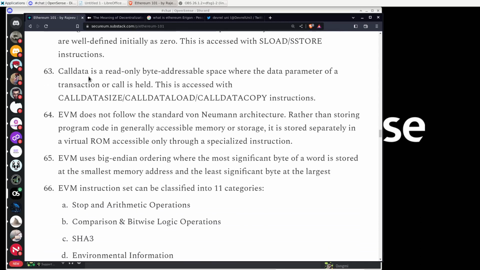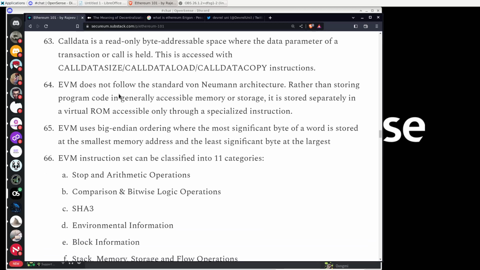Call data is a read-only byte addressable space where the data parameter of a transaction or call is held. Let me go back to that again. Call data is a read-only byte addressable space where the data parameter of a transaction or call is held. This is accessed with CALLDATASIZE, CALLDATALOAD, and CALLDATACOPY instructions.